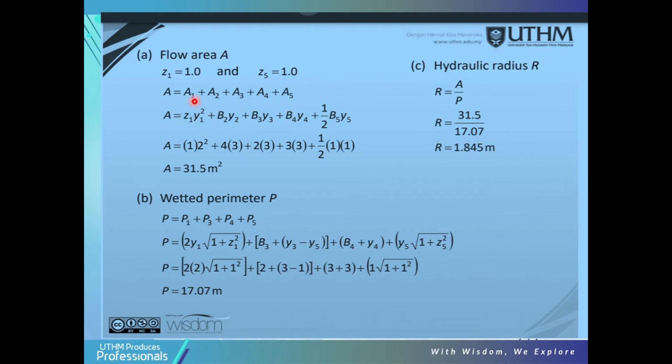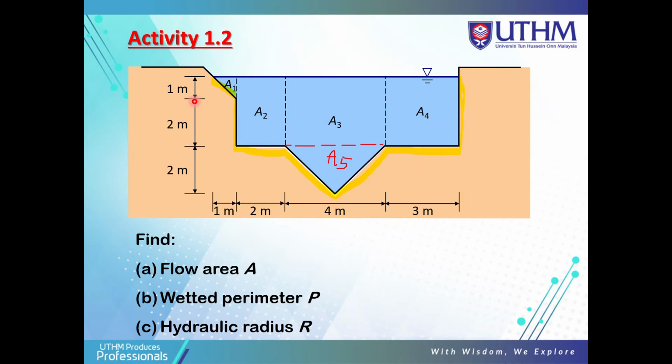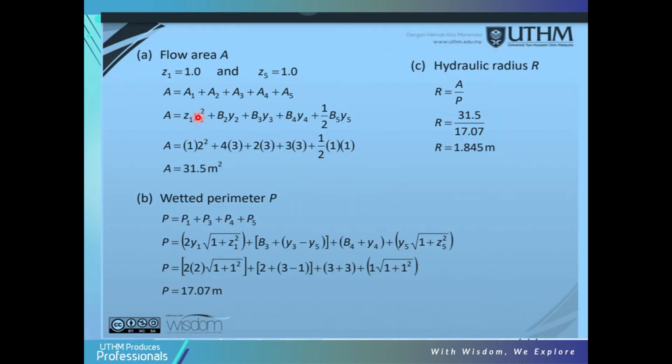Area A1 is triangular here. A2 is rectangular, A3 is also rectangular, A4 is also rectangular, and A5 is triangular. So you get Z1 Y1 squared plus B2 Y2 for the rectangle, and also B3 Y3, and B4 times Y4, plus the triangular A5.